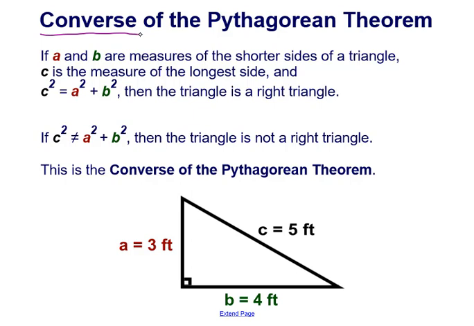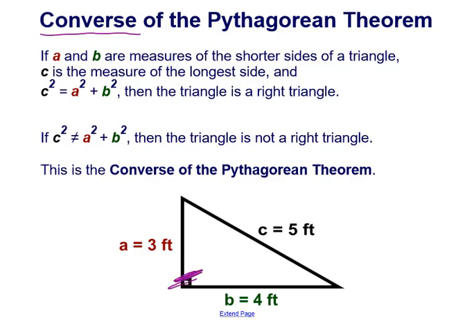So here we have a triangle, and we have the side lengths of A, B, and C, where A and B are the shorter side lengths. We have 3 feet and 4 feet, and 5 is the hypotenuse. That's the longest side. So pretend like we didn't know this was a right triangle, but we know that A squared plus B squared equals C squared, or C squared equals A squared plus B squared. But that also confirms that it's a right triangle.